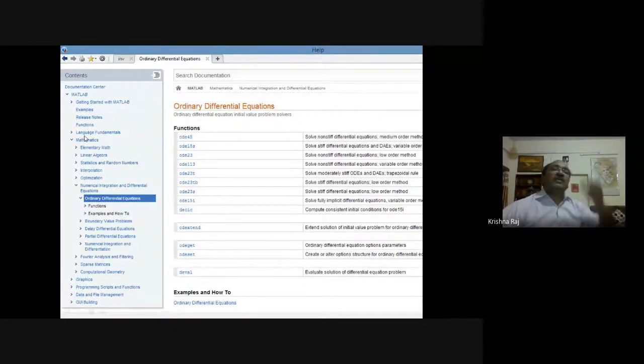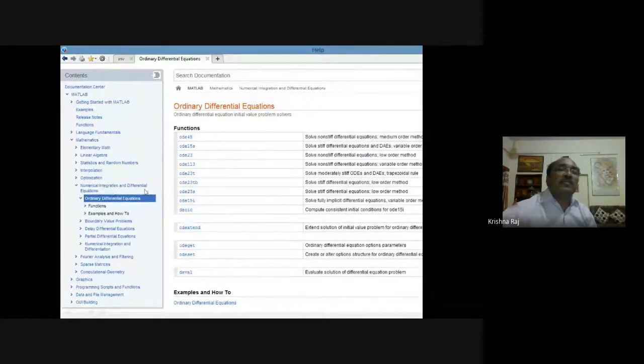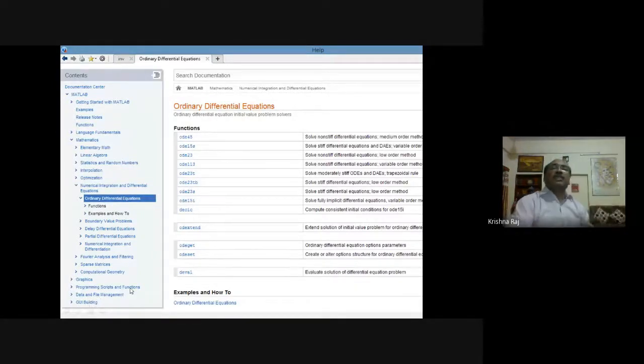Language fundamentals, we can select from this one by clicking here. In the mathematics, you will find these types of help for elementary math, linear algebra, statistics and random numbers, interpolation, optimization, numerical integration and differentiation, ordinary differential equations, boundary value problems, delay differential equations, partial differential equations, Fourier analysis, and sparse matrices. These are the topics which we have covered till date. Graphics, programming scripts, data and file management, and graphical user interface building. These are the features which are available with us.